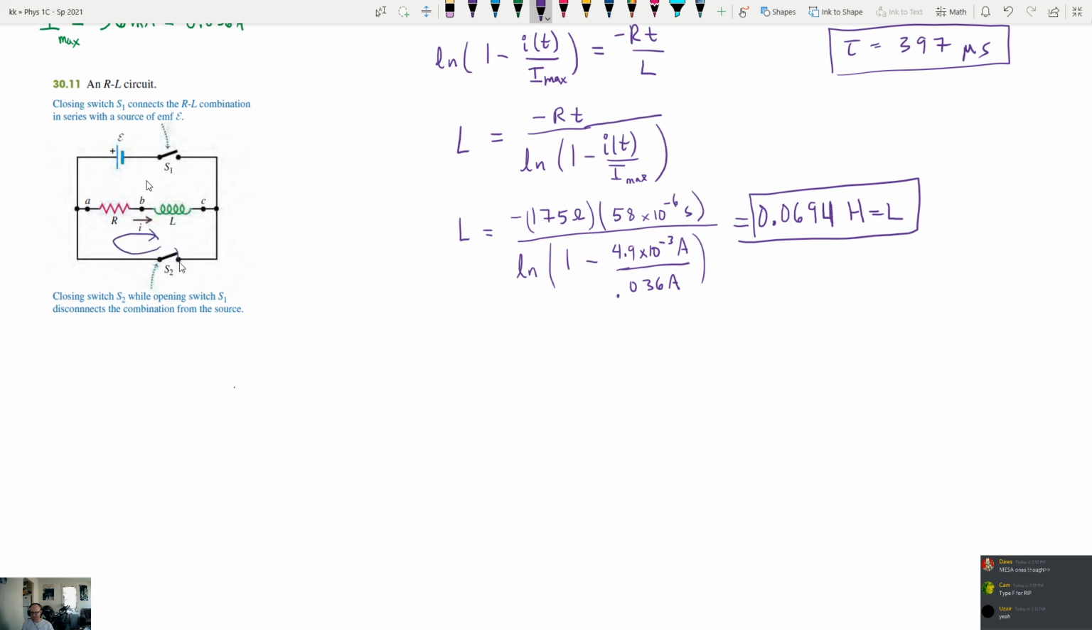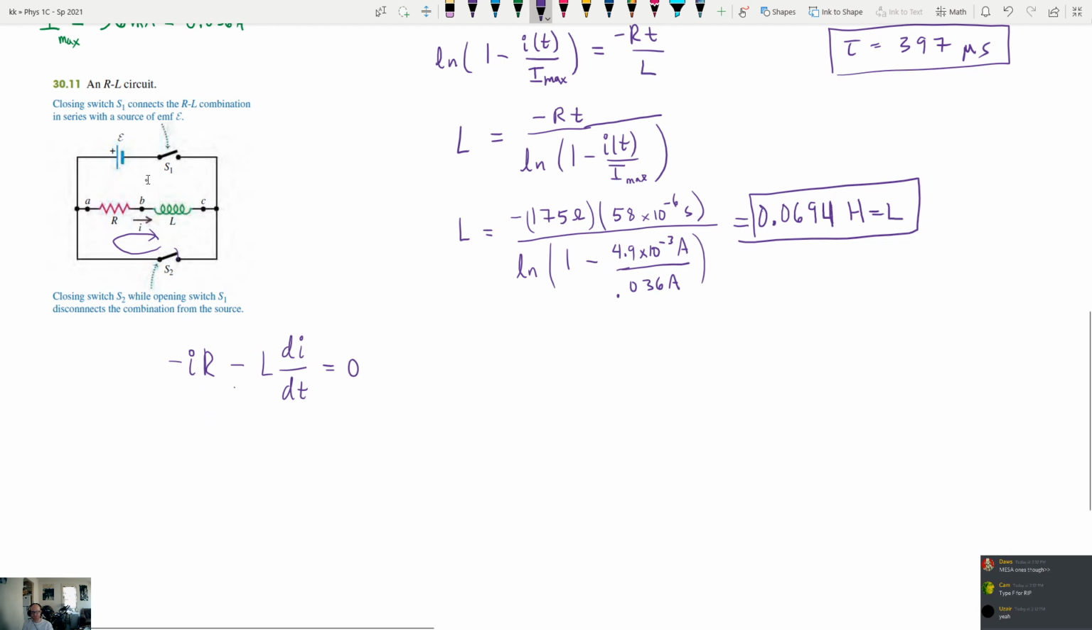So now what's happening is that S2 has been closed, but S1 has been opened. We have current flowing around like this. We're going to do a loop rule again. When we go from A to B, we're once again going to get negative IR. And this one, I don't know what I write down. I mean, I think I still write negative L dI/dt. I think this is the right thing to write down. And now we need to solve this differential equation. It's pretty easy to solve, though.